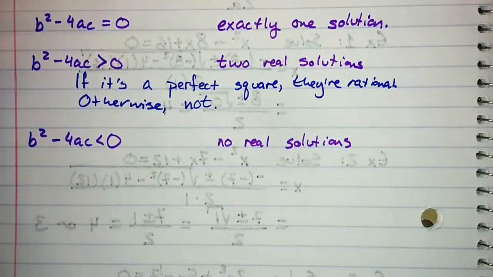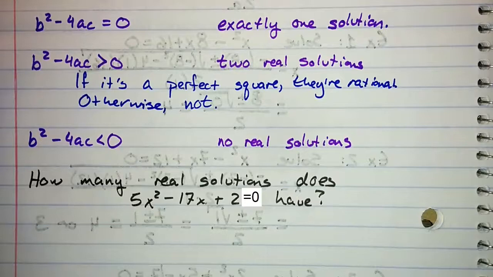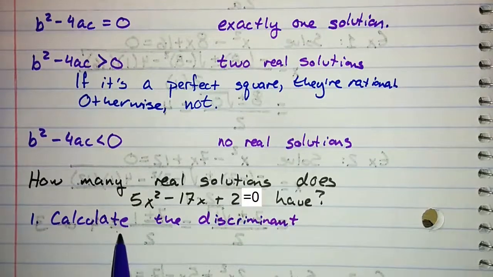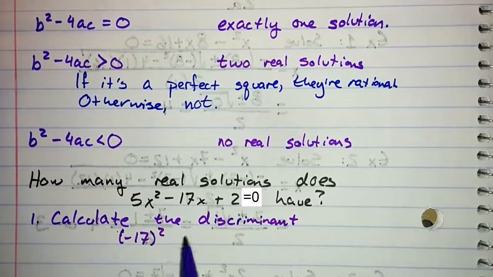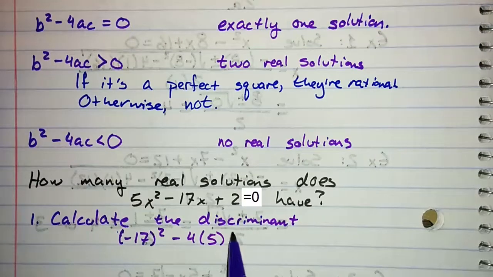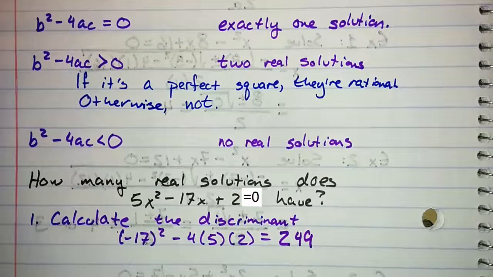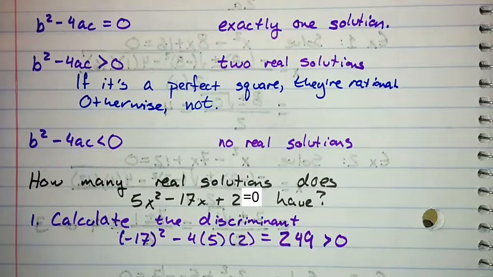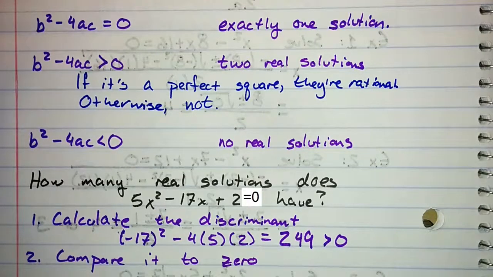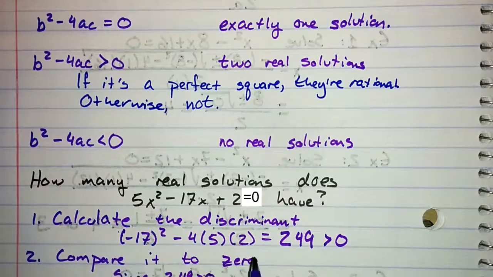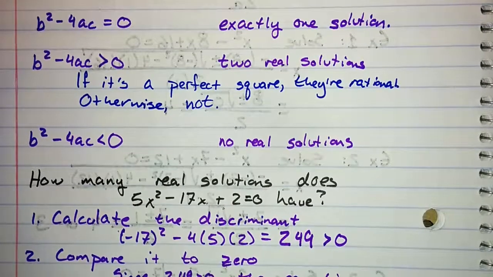Sometimes all we care about is, how many real solutions does the equation 5x squared minus 17x plus 2 have? To answer that question, we calculate the discriminant. Right? So we'll have negative 17 squared minus 4 times 5 times 2 is 249, which is positive and not a perfect square. So since 249 is positive, the equation has two real solutions.